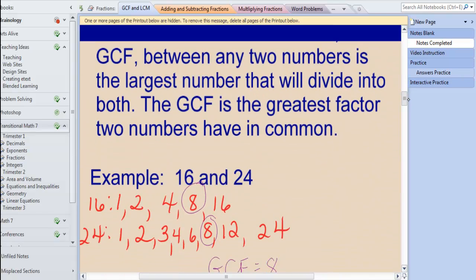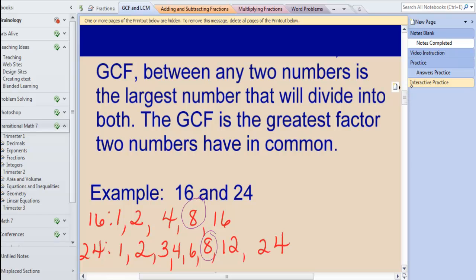So the old-fashioned way that you guys have learned to do this is with the listing method. You take two numbers and you list all their factors, and then you circle the biggest one they have in common. And this is great when you're dealing with small numbers. It's the easiest way to find the GCF. But of course, we're not going to be dealing with small numbers, so I'll be teaching you another method. But let's just review what the GCF actually is. It's the largest factor two numbers have in common.